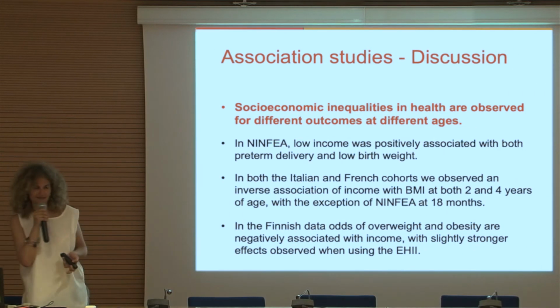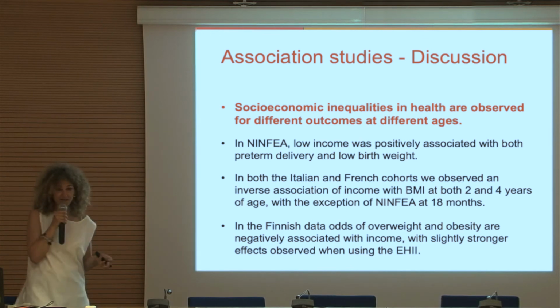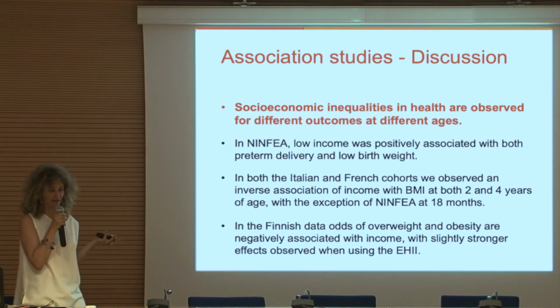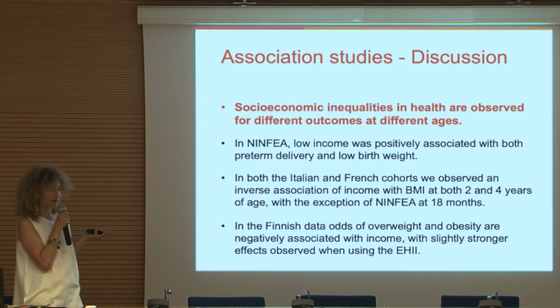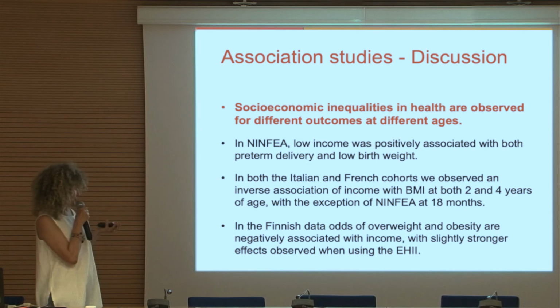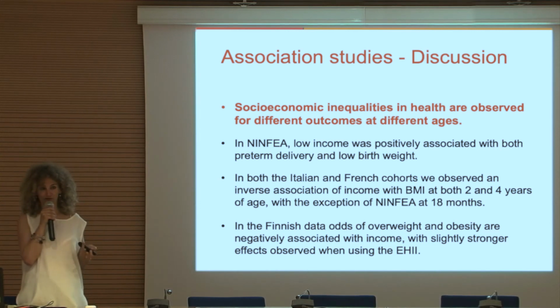So these association studies let us show that socioeconomic inequalities in health were present for the different outcomes analyzed in the different settings. We observe low income was positively associated with both preterm delivery and low birth weight in the NINFEA data. In both the Italian and French study, we observe an inverse association of income with BMI. And in the Finnish data, we also observed that income was negatively associated with overweight and obesity.